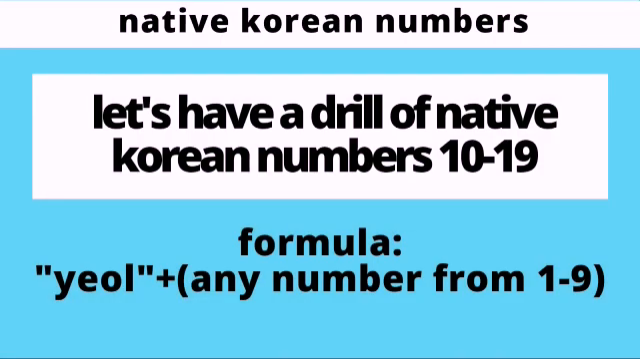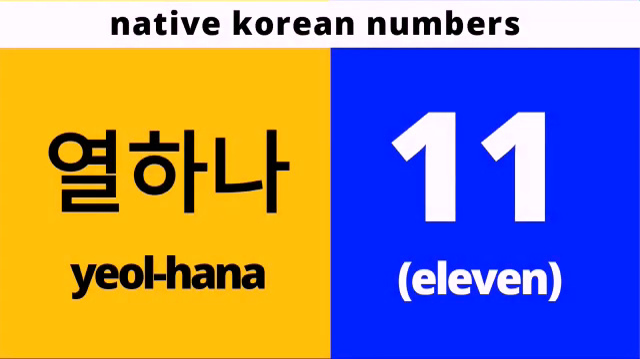Going back to the native Korean numbers, let's have a drill of native Korean numbers 10 to 19. Again, the formula that we have to follow is just YOL plus any number from 1 to 9. So that any number from 1 to 9 would be 하나, 둘, 셋, 넷, 다섯, 여섯, etc. Let's run through it. First, the native Korean translation of 11 is YOL 하나. YOL is number 10 and 하나 is 1. So, it's the same as saying 10 plus 1 equals 11. And that is why YOL 하나 is 11.